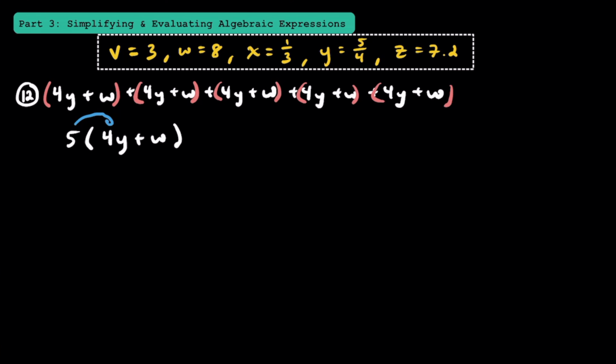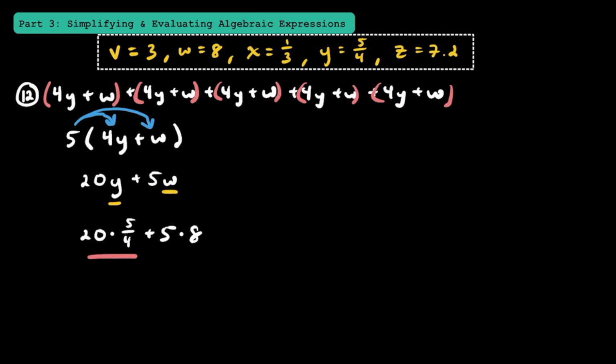Since we have 5 of these 4y's, or 5 times 4y, that's a total of 20y. And if we have 5 of these w's, or 5 of these 1w's, that's a total of 5w's. This is a much simpler version of our original expression. Let's substitute the values in for y and w now. Y is equal to 5/4, so we'll have 20 times 5/4 plus 5 times w, and since w is equal to 8, we'll have 5 times 8 here.